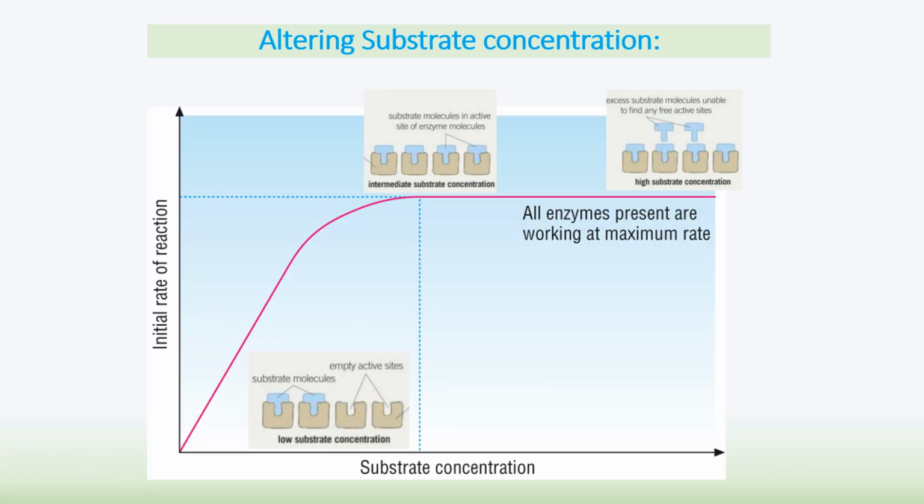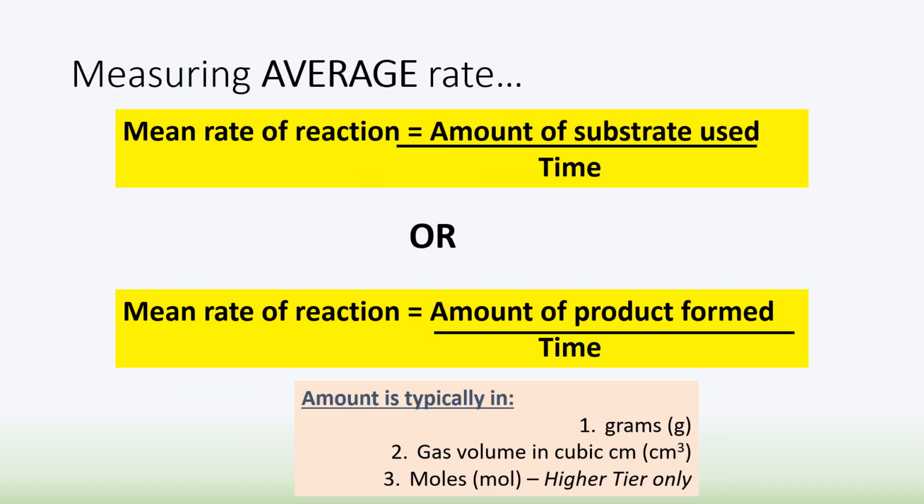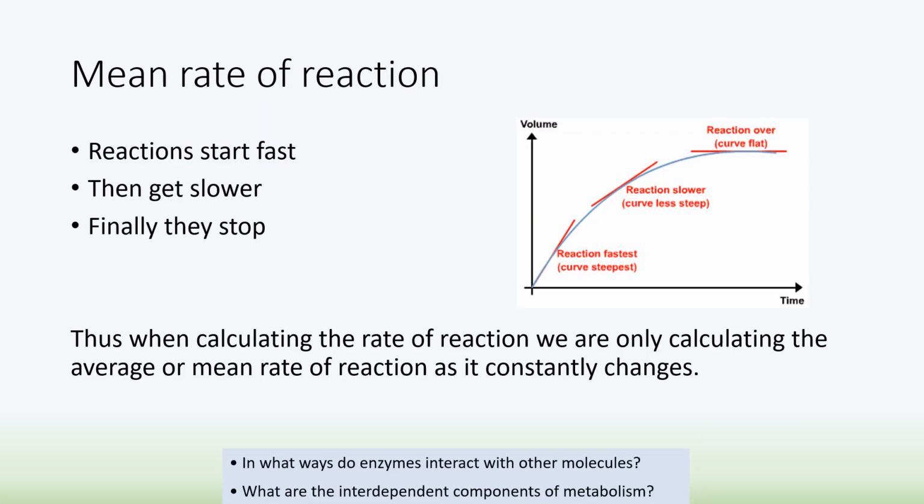So here's another picture of it. Here you see if you add more substrates, you've got spare active sites, so it will go quicker. But up here, it doesn't matter how many more substrates we add, there's no spare active sites. We can calculate the rate of reaction by doing either the average substrate used up divided by time, or the amount of product formed divided by time.